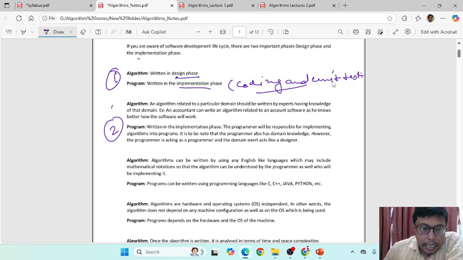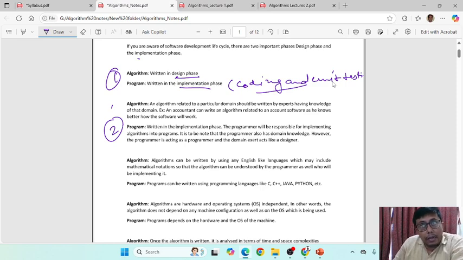Okay. Third, as I have told you earlier, the algorithm is usually written in English like language, because this algorithm is written in the design phase, and in the design phase you can have various technical as well as non-technical persons who are involved in the design phase of a software development life cycle.